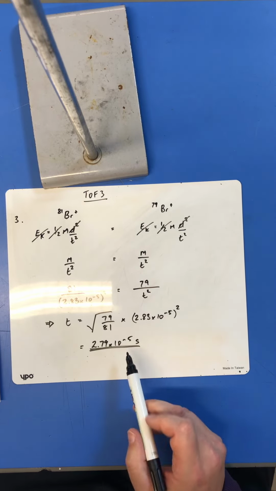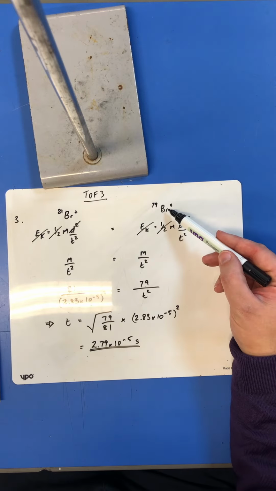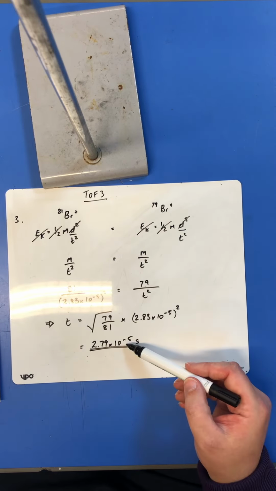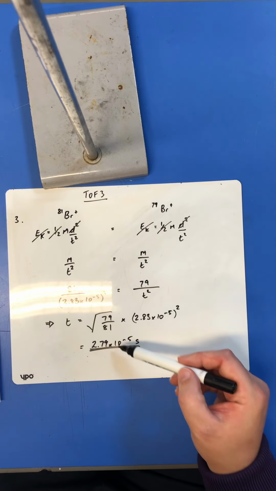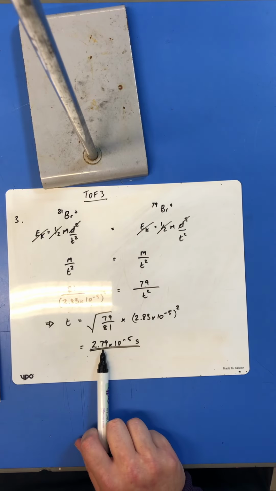Now, before we move on, if you just compare the time taken for a slightly smaller ion compared to a slightly bigger ion, you'd expect them to be of the same order of magnitude, which they are, but the smaller one to be slightly faster, which it is.